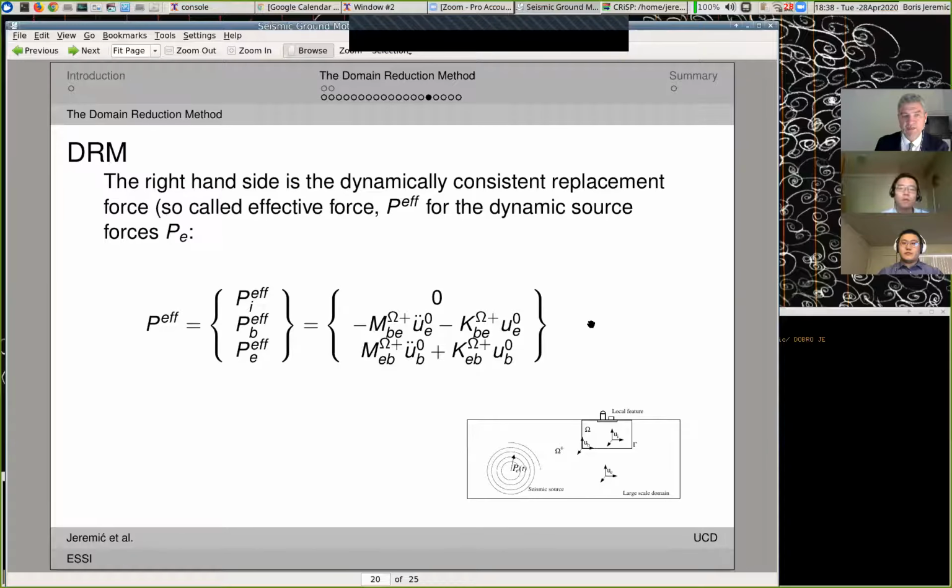What that is, that becomes a so-called effective force, the DRM effective force, and it's written here in terms of what's actually applied on the inside, on the boundary, and on the outside. Please note one thing. These are accelerations in the free field. These are displacements in the free field, and they're multiplied with appropriate mass and stiffness terms that have these indices BE, BE, and EB and EB. What does it mean? What do those indices mean?